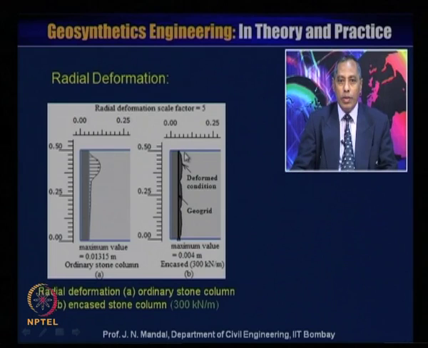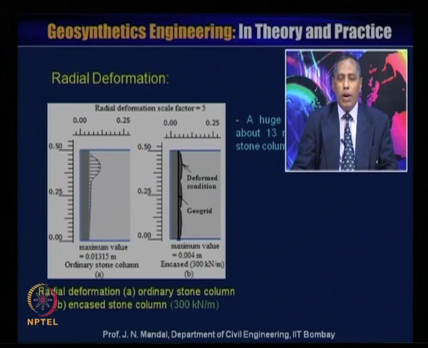Now, when you introduce the geogrid material, the geogrid here will act as an encasement, and due to the application of the load, it also deforms. So this is the deformed condition for the encased stone column whose stiffness value is equal to 300 kilonewton per meter, and that maximum value is 0.004 meter with the encasement of 300 kilonewton per meter.